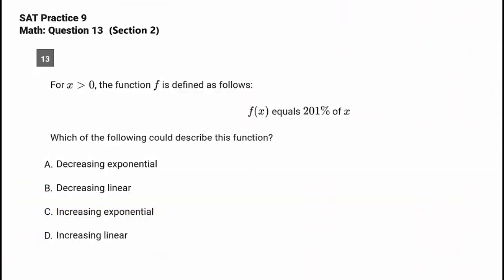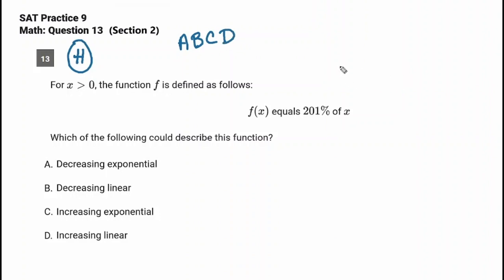We're on SAT Practice Test 9, Math Section 2, Question 13. What's the level of difficulty? It's hard. You got x is bigger than 0. The function f is defined as follows. f of x is equal to 201% of x. Which of the following could describe this function? All right. I'm going to be crossing off in this problem, so anytime I know I'm going to be crossing off or even think I might cross off, I want to write A, B, C, D.